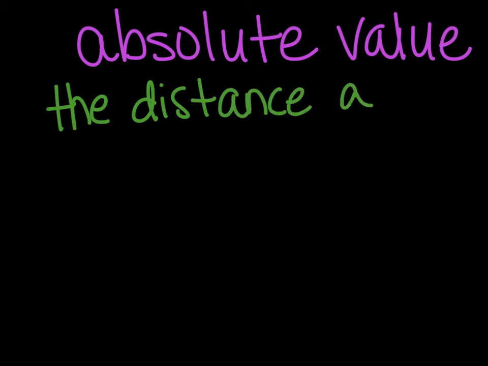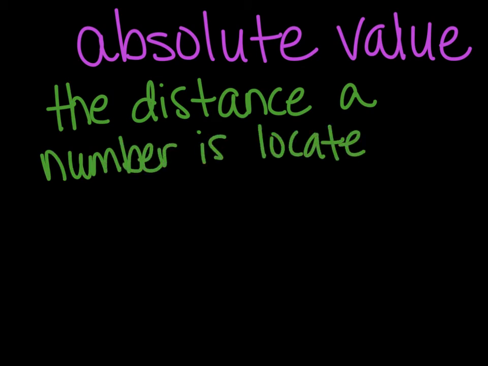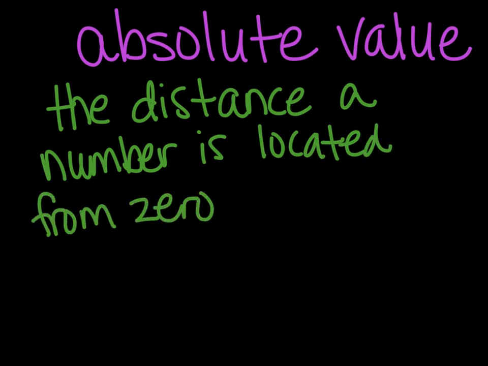Absolute value is a definition you should remember from last year in 6th grade math. But since we're talking integers, we'll go ahead and review that absolute value is the distance a number is located from 0. Most often we're talking about the distance being measured on a number line.